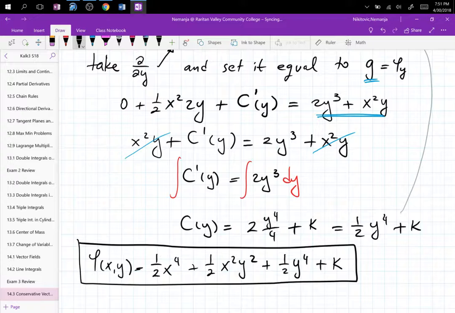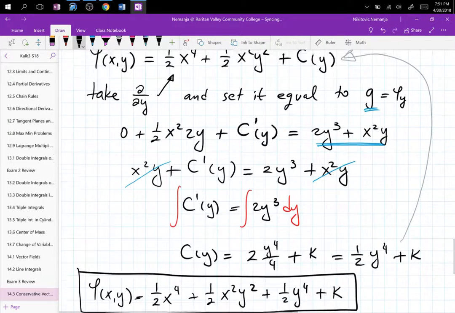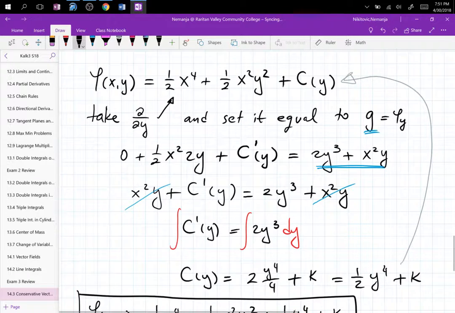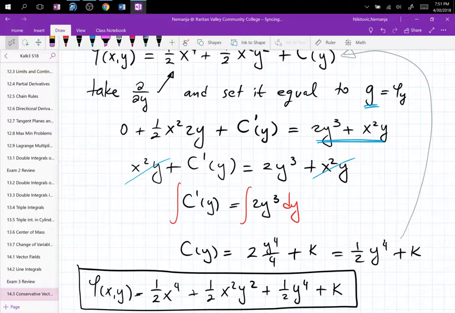Well, we don't know what k is, right? It could be plus 7 at the end. Could be plus minus 30. We don't know, unless we are given some kind of initial condition to figure it out, just like in Calc 1. So the first constant you obtain is a function. The second constant you obtain is actually a constant, a number. It's not a function.